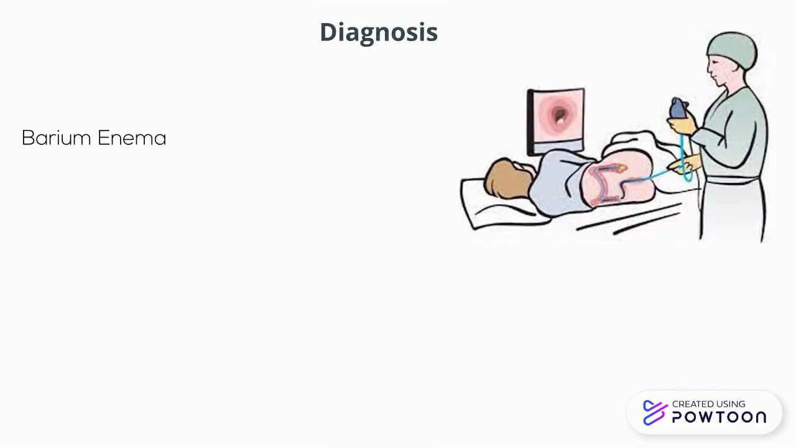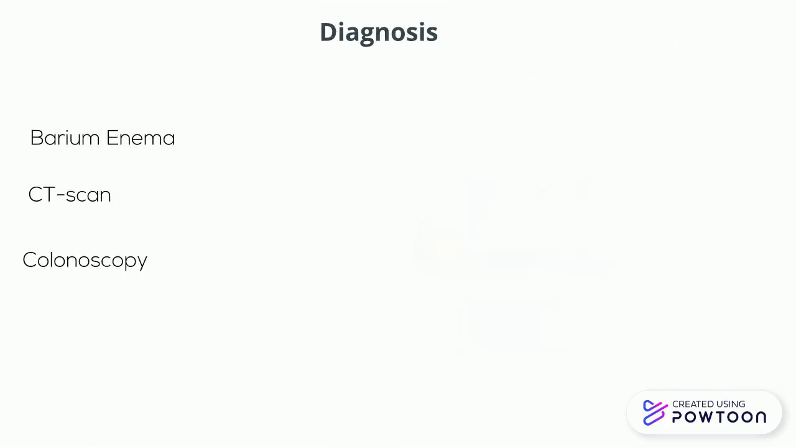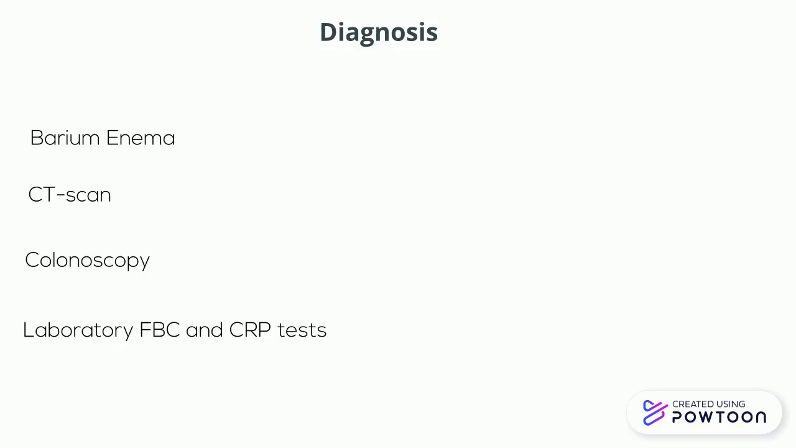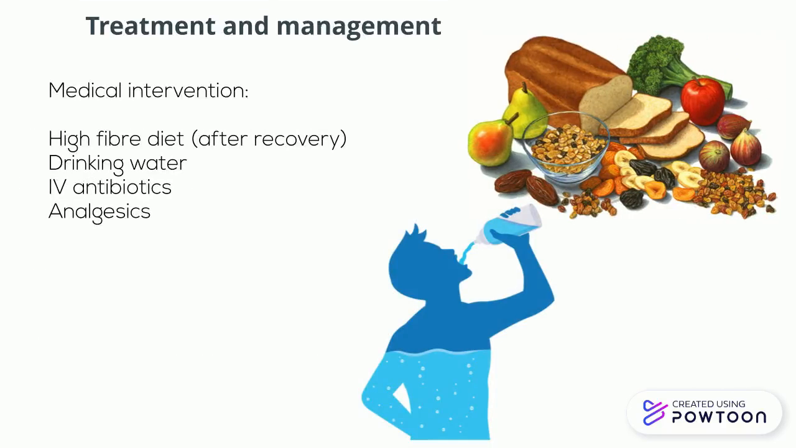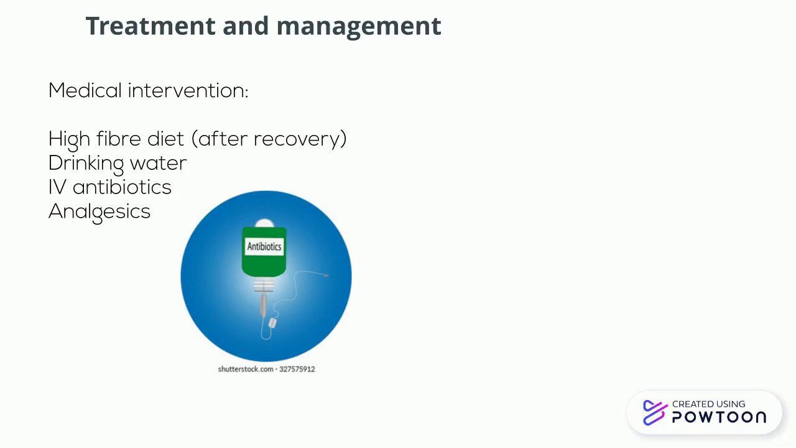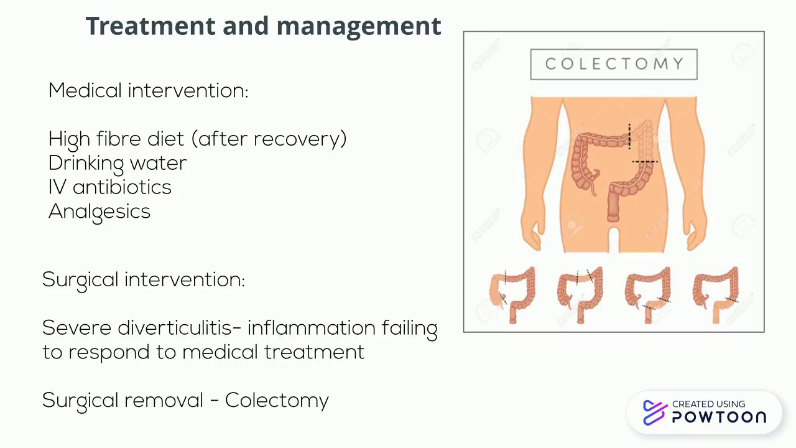Diagnosis may include barium enema, which is an X-ray exam that can detect diverticula, a CT scan, colonoscopy, and laboratory FBC and CRP tests that are used to identify the presence of inflammation. Management and treatment is divided into medical and surgical, where medical involves high-fiber diet and drinking more water, but in cases of exacerbated diverticulitis, there may be need for intravenous antibiotics, analgesics, and fluids in hospital. In more severe cases, the best option would be complete removal of the colon.